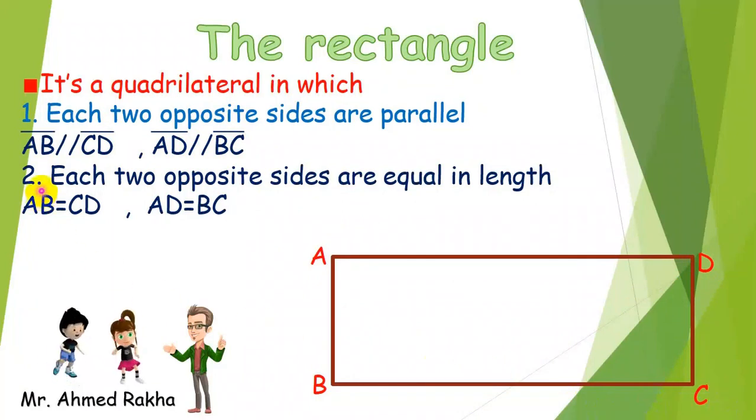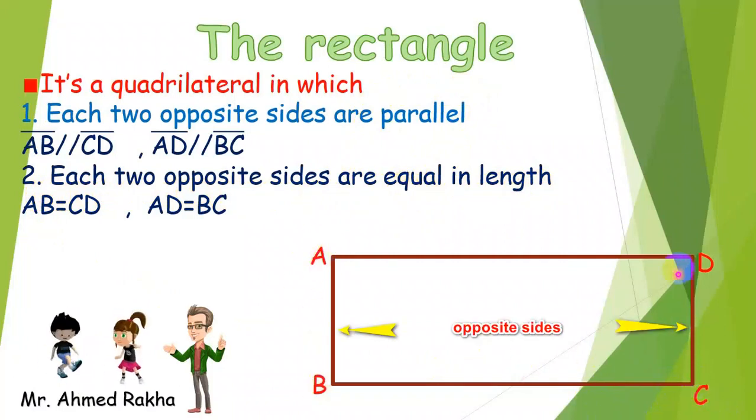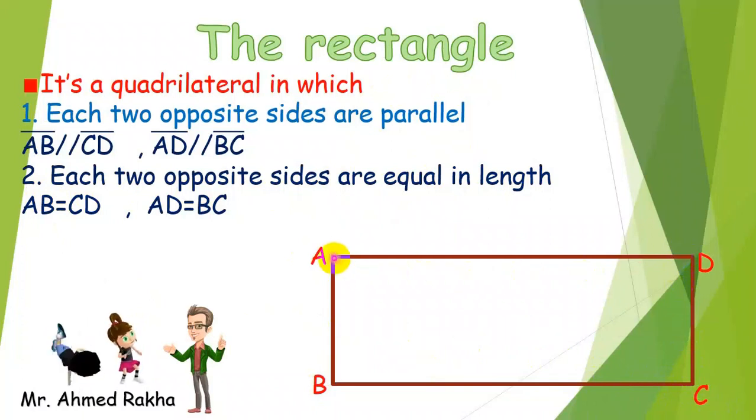The second property: each two opposite sides are equal in length. Equal here, but here parallel. Now equal: the length of AB equals the length of the opposite side CD, and the length of AD equals the length of the opposite side BC.